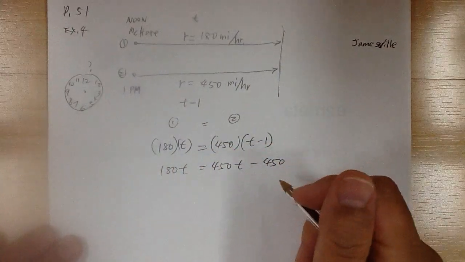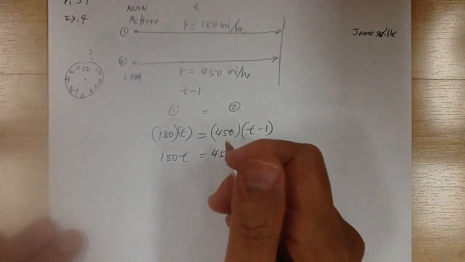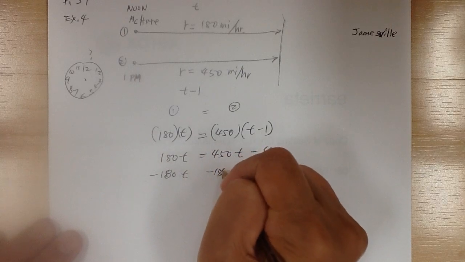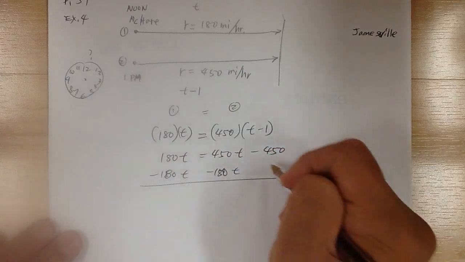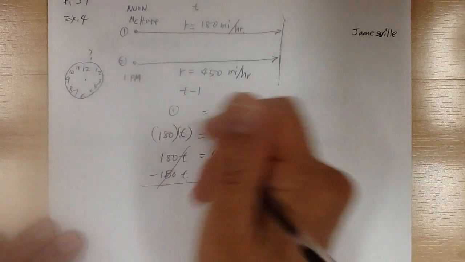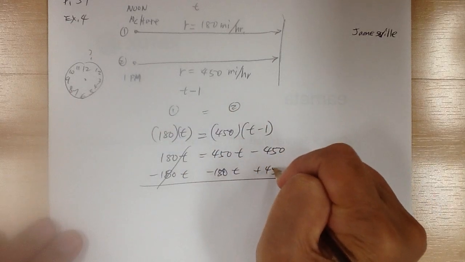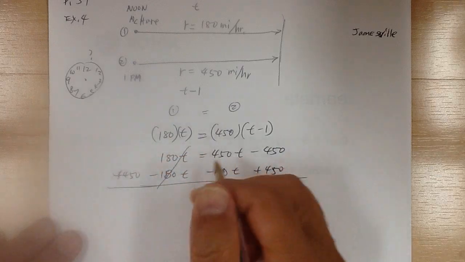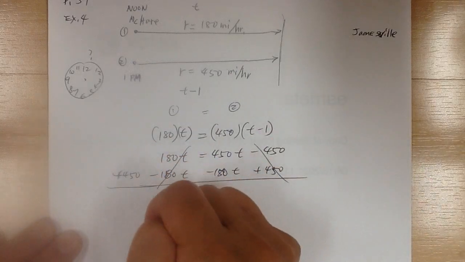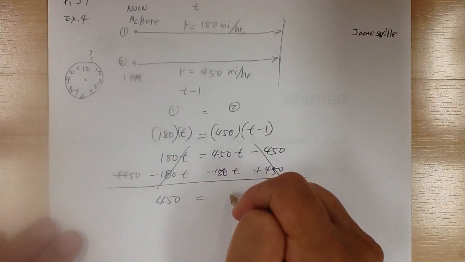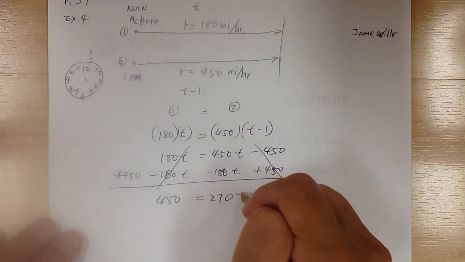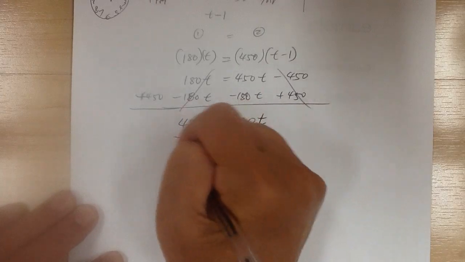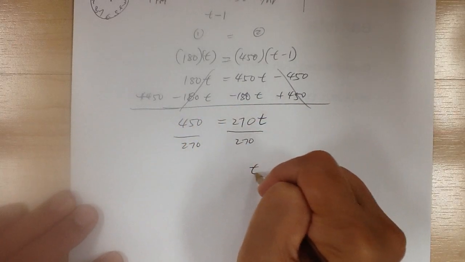Okay, so distribute. Then after that, let's go and solve. So minus 180t, minus 180t. And so this will cancel out, and you want to move this over to this side. So you want to plus 450. So plus 450. Okay, so this will cancel out. So you got 450 equal to 270t. Okay. Then after that, divide by 270. Divide by 270. So t equal to.